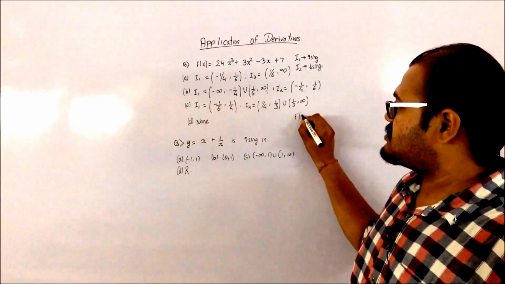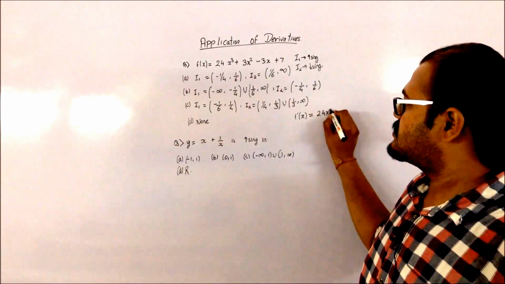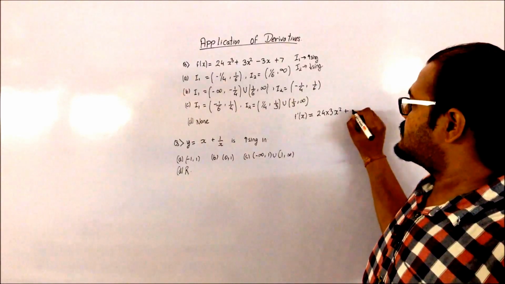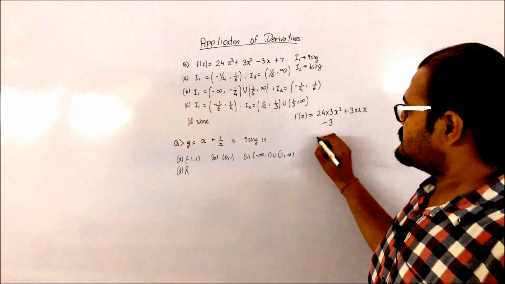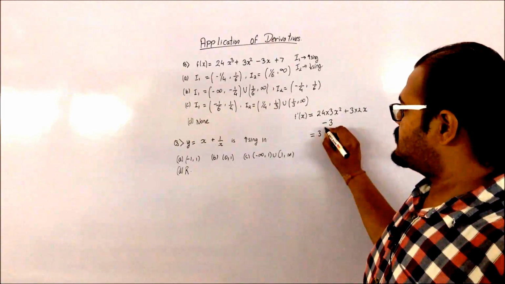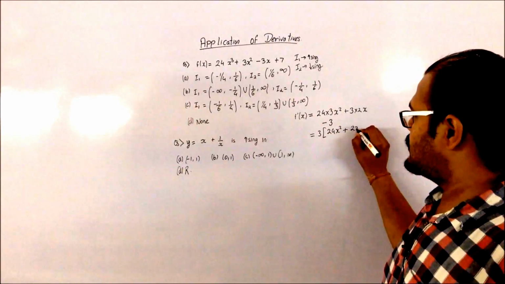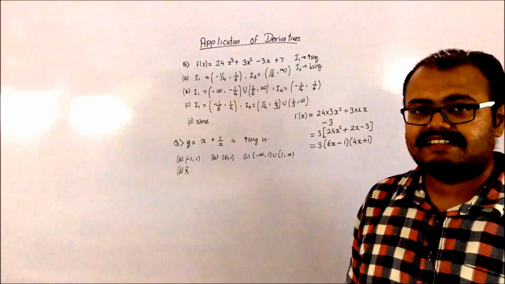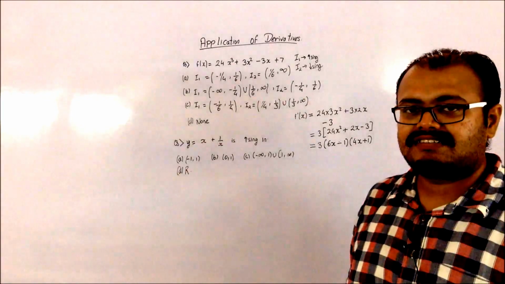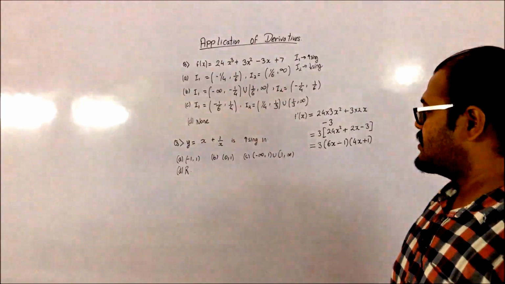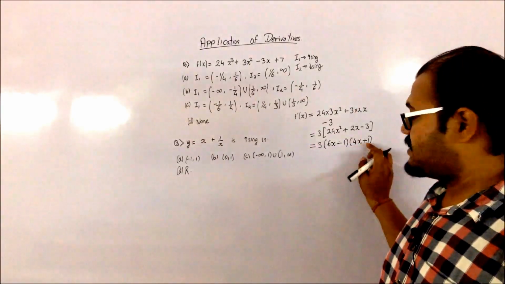So my f dash of x will be equal to 24 into 3x square plus 3 into 2x minus 3. From this I can take 3 common, so I will get 3 into 24x square plus 2x minus 3. After getting the derivative, I am taking 3 common and finding the factors of this particular quadratic equation. I am getting the factors as 6x minus 1 and 4x plus 1.